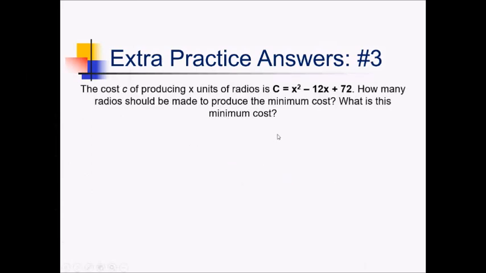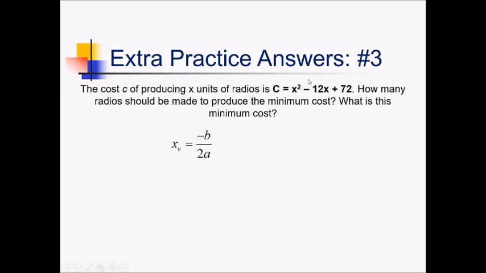On this problem, we have a cost function for producing x units of radios, given by this c function right here. We want to know how many radios will produce the minimum cost and what that cost is. So if I'm trying to find the lowest value, the min value for a quadratic like this, that's going to happen at the vertex. So I need to find the x and the c value of the vertex. And since this is in standard form, I can use negative b over 2a to find the x value, the input value of that vertex.